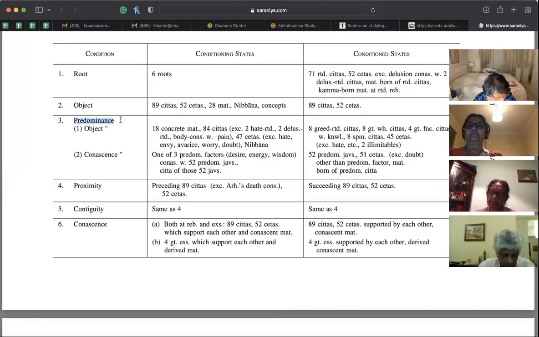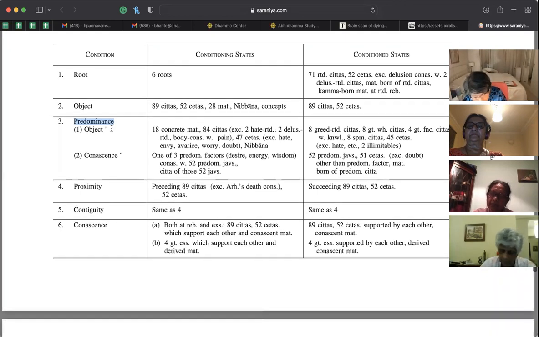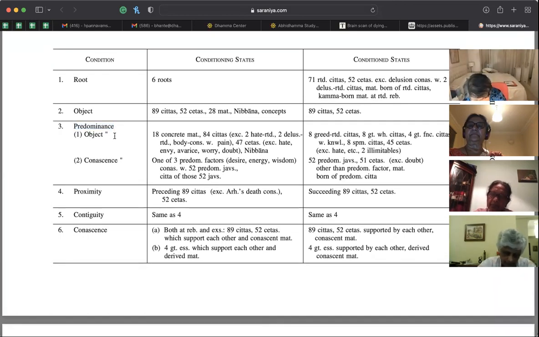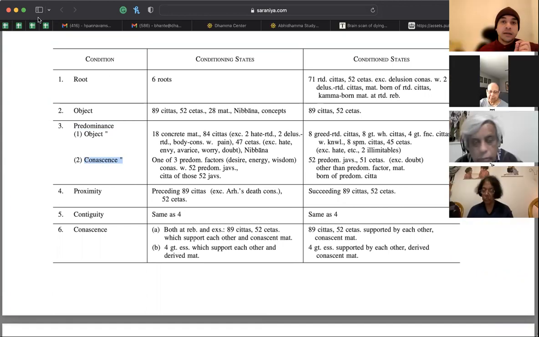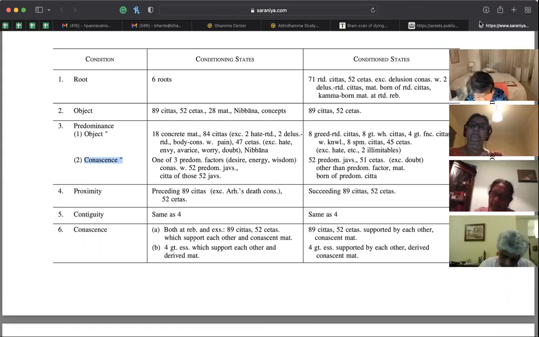Predominance, adipati pachya. Under adipati, there are two. One is arammana and the other is sahajata. When we use the word sahajata, we might understand it a bit better than conascence. Sahajata means those dhammas which arise together.